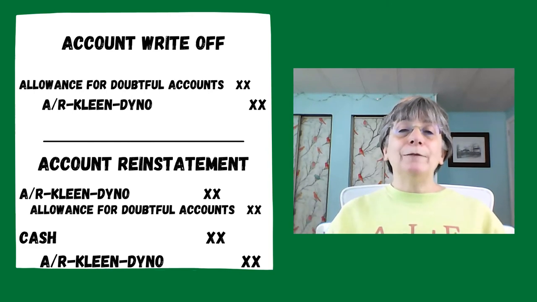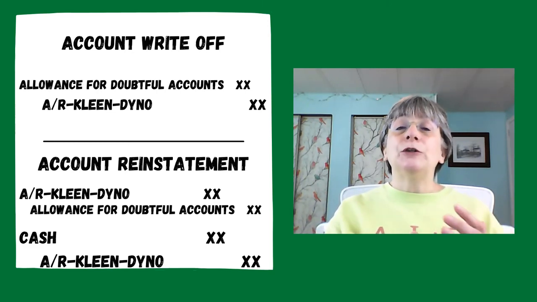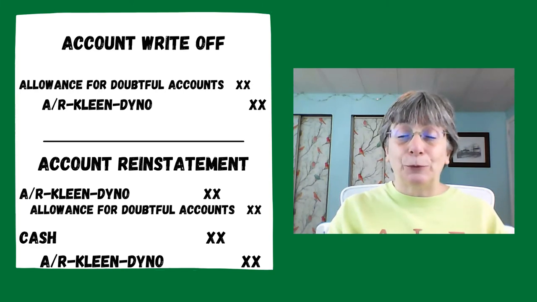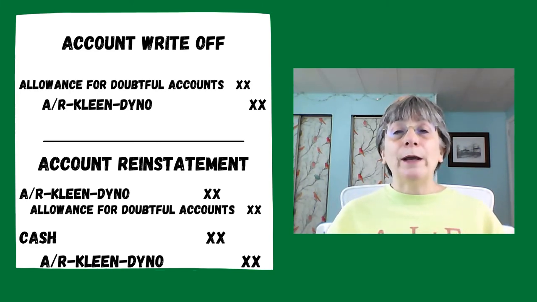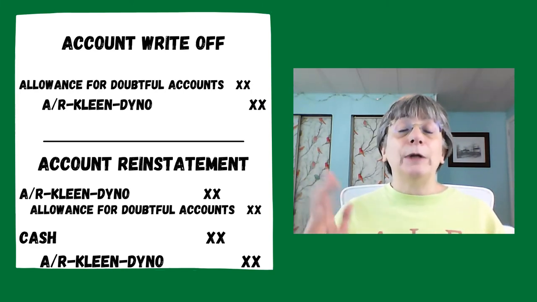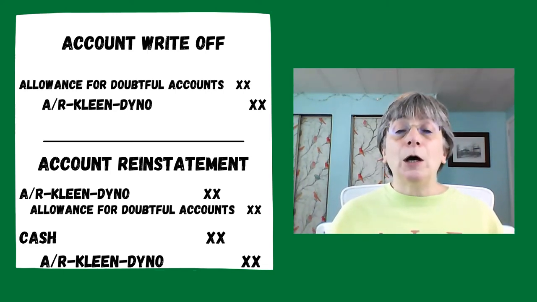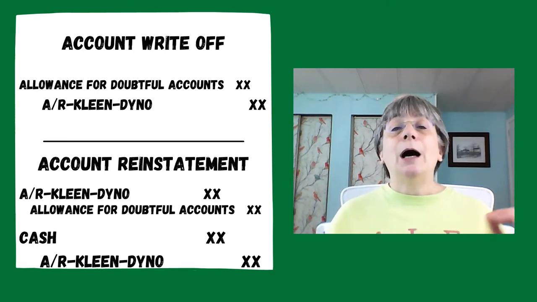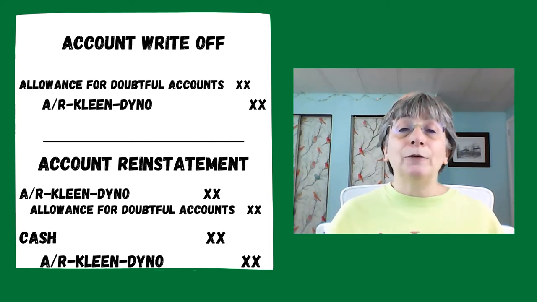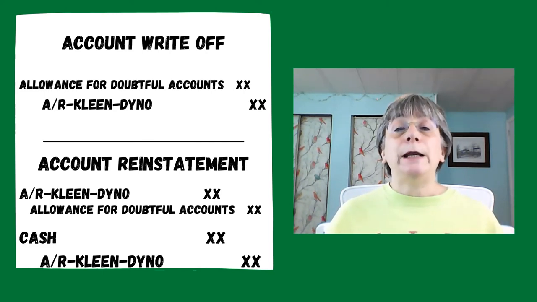Now at this point, we have no idea under either method which accounts are going to go bad. Again, we're making an estimate because we want to adhere to the matching principle. So what happens when we find out that an account is going to go bad? We're not going to get paid. And again, we'll pick on Clean Dino. So let's say Clean Dino says, I am never paying this bill because I hate your products and I'm never buying from you again, and we really hate your face.